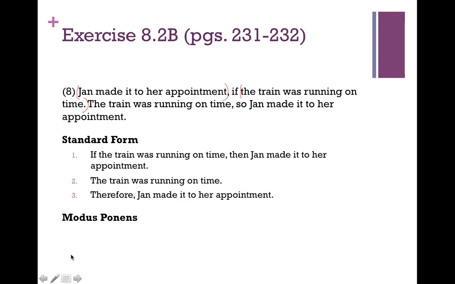In this argument, we have this, which is our antecedent: the train was running on time. And that is going to be our premise right here. Then we have, then Jan made it to her appointment, which is the consequent. So this argument is of the form if P then Q; P, therefore Q. Modus ponens, so it's valid.